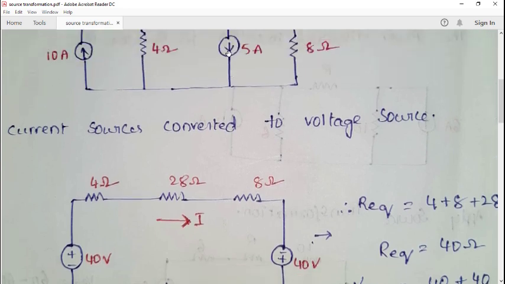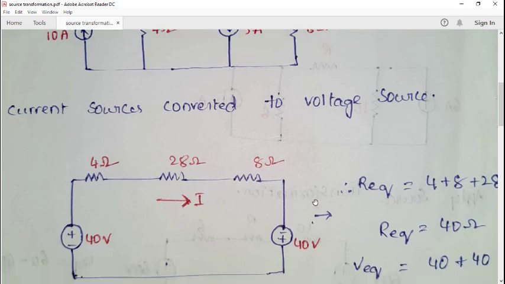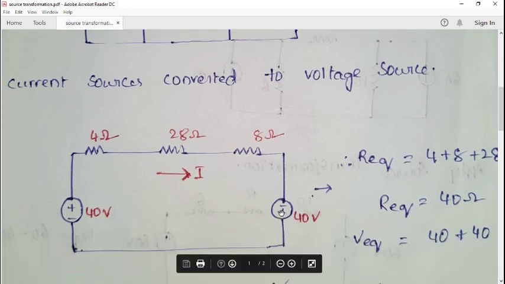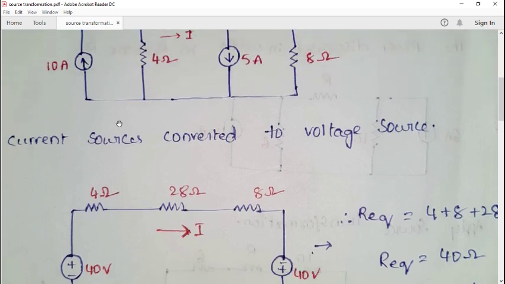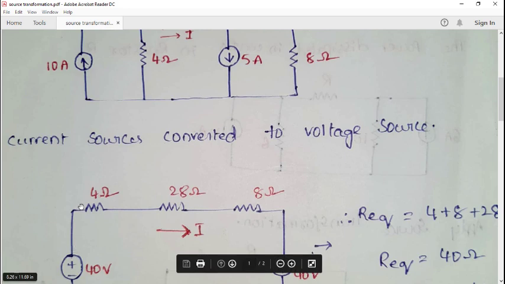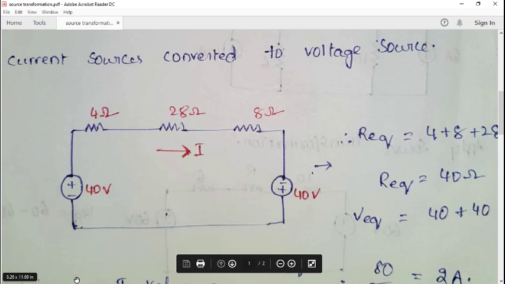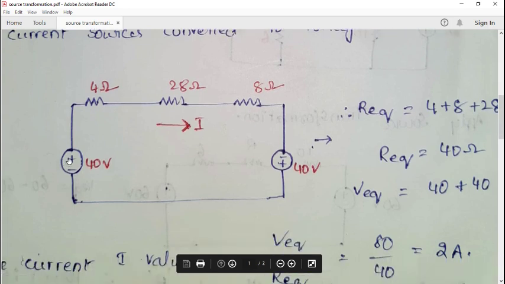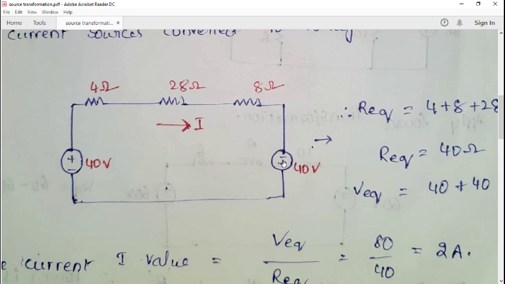This is downward, no? So the current must flow in the downward direction. So we have taken plus here and minus here. This is looking upward, so the current must flow in the upward direction. So we have taken plus here and minus here. Upward direction, plus is upwards; downward direction, plus is downwards.